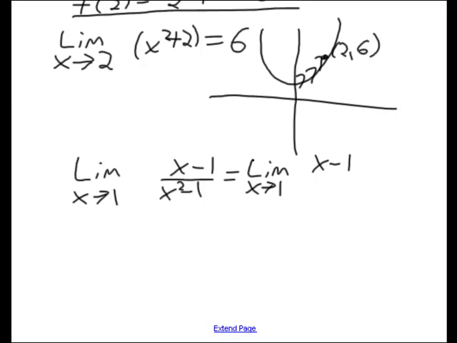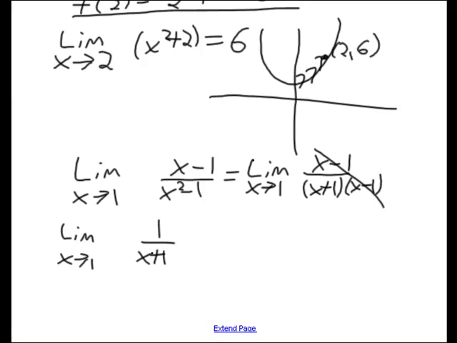We'll have x minus 1 over x plus 1 times x minus 1. Then you'll see we cancel factors. That will be the limit as x approaches 1 of 1 over x plus 1. And then we can plug 1 in. That will be 1 over 1 plus 1, 1 half.